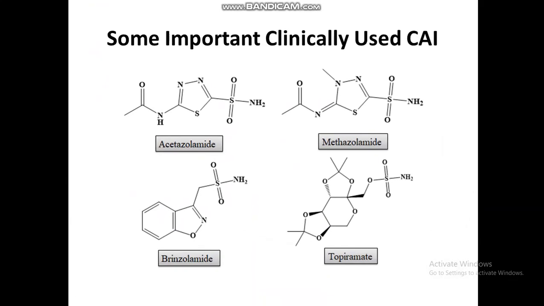There are some important clinically used carbonic anhydrase inhibitors. They inhibit carbonic anhydrase. If we look at the structures of compounds like acetazolamide, methazolamide, brinzolamide, and topiramate, we will observe that the structure common in all of these is the sulfonamide group. It means that it is important for the activity of the compound against that target.